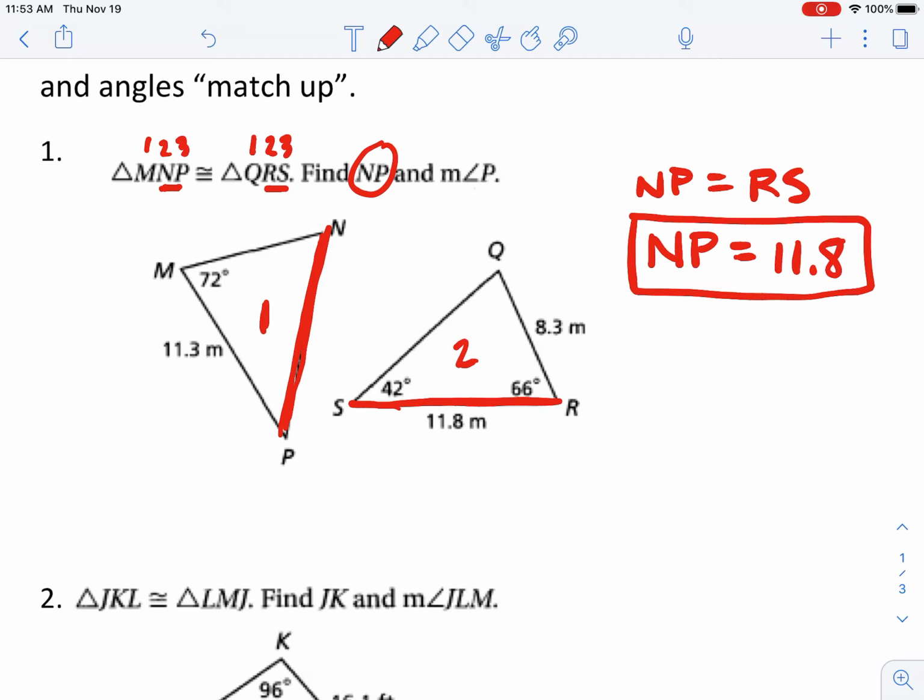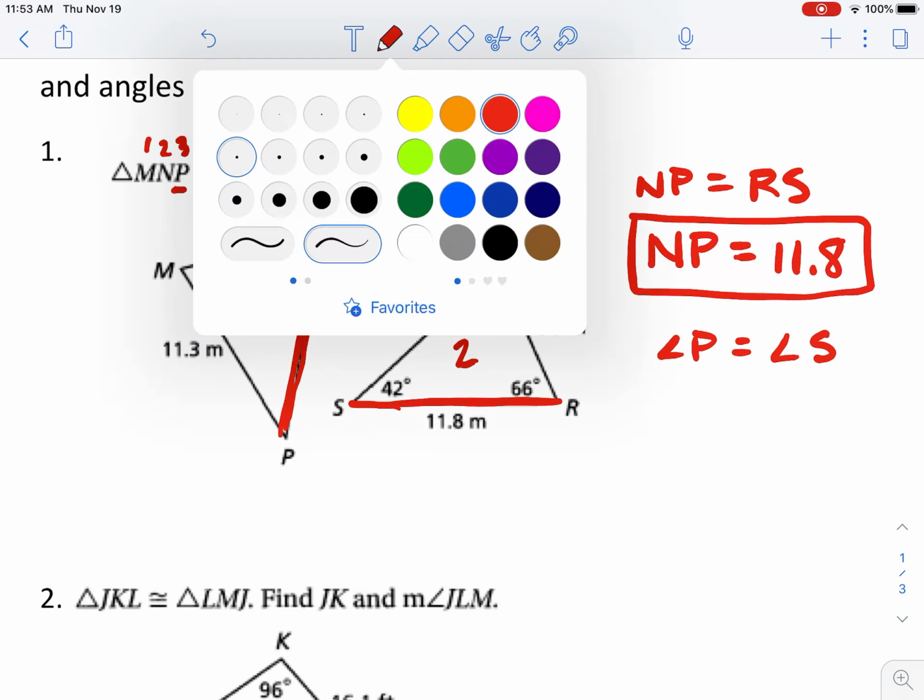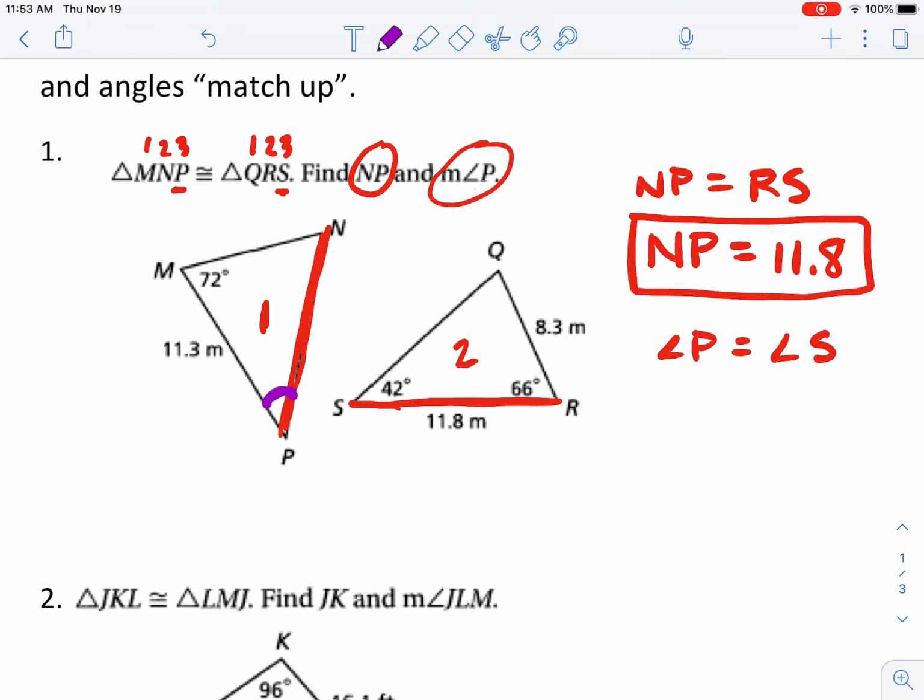All right, let's do the same with the measure of angle P. Let's think about where the P is. The P is in the third position, right? And so what letter is in the third position in the other triangle? The letter S is. So I know that angle P is going to be equal to angle S, right? So let's go find P and highlight it. Let me pick a different color here. Angle P is right here. Nothing on it, of course, because they're asking me to figure out what it is. Go to the other triangle and find angle S. Angle S is right here. So if angle S is 42, then angle P must also be 42 degrees.